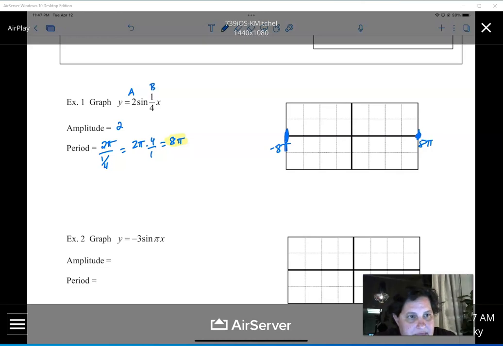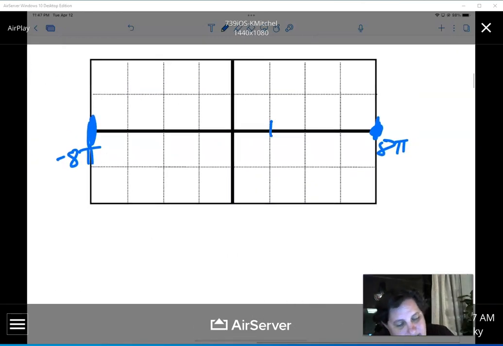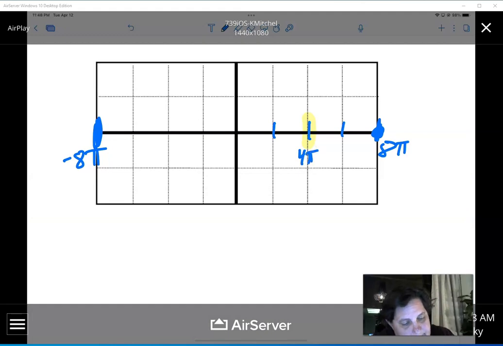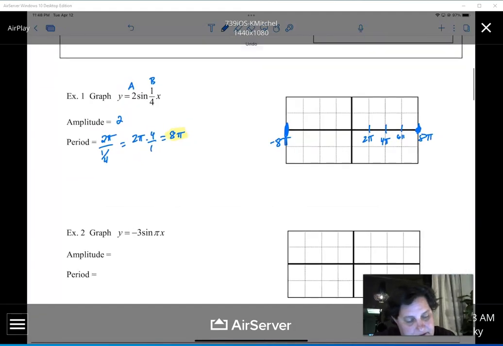Okay. Then we actually want to label. Now you don't always have to label every single one, but for now, while we're getting used to it, I'd like you to. We're going to label all these. All right. You guys look, this one right here, that's half of 8 pi. Half of 8 pi is 4 pi. And then this one's half of that. Or you can do a fourth of 8 pi, or you can do half of the middle. So that's 2 pi, right? So this is actually 2 pi, 4 pi, 6 pi, 8 pi, and then the negatives. I'm not going to label every single one. They follow the same thing.